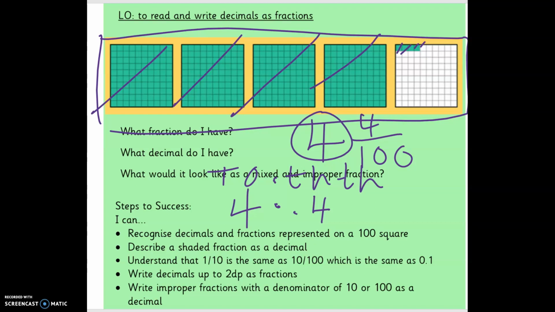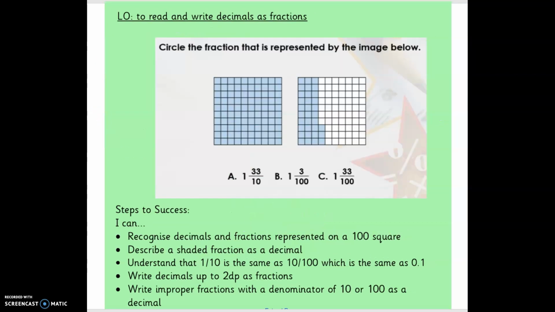And I can see here that I'm going to need to put in a placeholder. So I've got 4 wholes because I've got 4 squares coloured in all together. I've got 4 chunks left over, so I've got 4 and 4 hundredths. I can put my 4 in my ones column, I can put my 4 hundredths in my hundredths column, and then add in my placeholder to make the number 4.04.